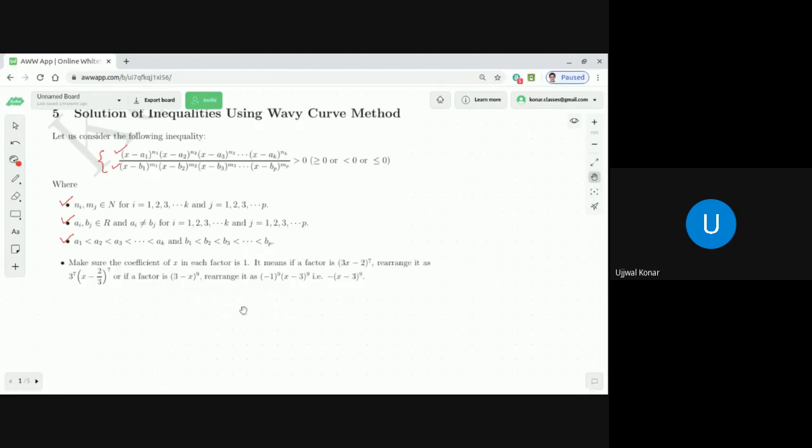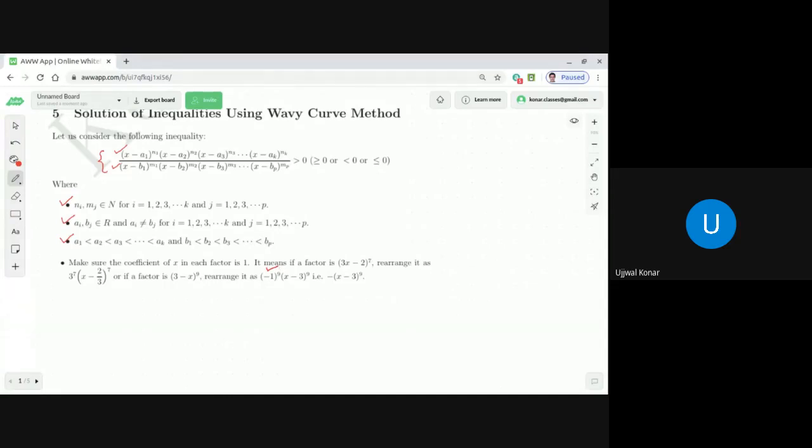How to rearrange? You will make it 3 power 7 into (x minus 2/3) power 7, correct? Or if you have a factor (3 minus x) power 9, it should be (minus 1) power 9 into (x minus 3) power 9. That is actually minus of (x minus 3) power 9, because (minus 1) power 9 is nothing but minus 1. So you need to make this rearrangement.